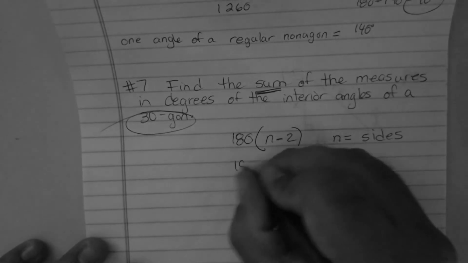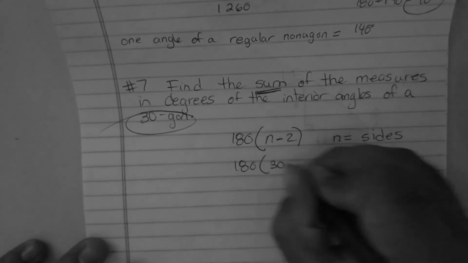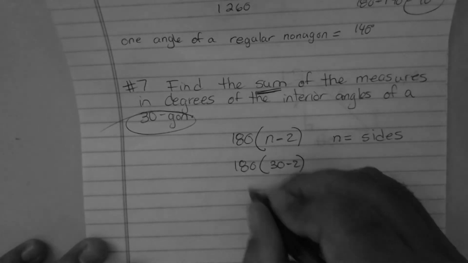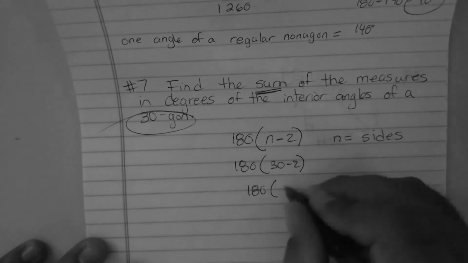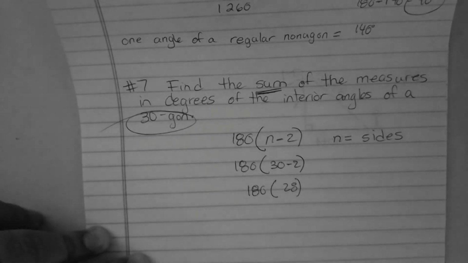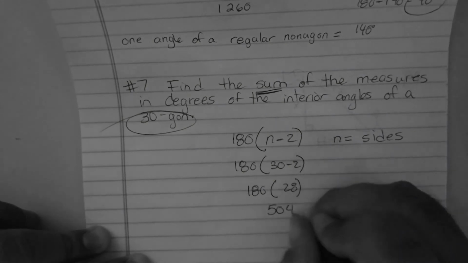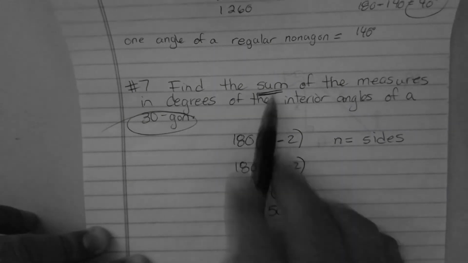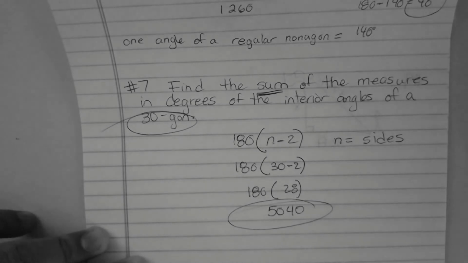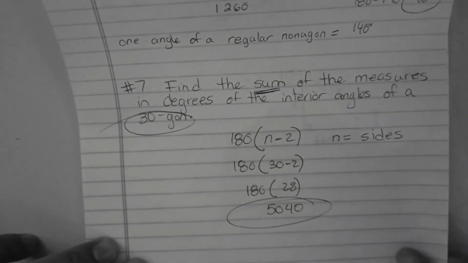So we have 180 times 30 minus 2, which is 180 times 28. What is it? 5,040. And it says find the sum, so that's going to be your answer. That is the sum. It is interior, right? Correct. That's the answer for number 7.